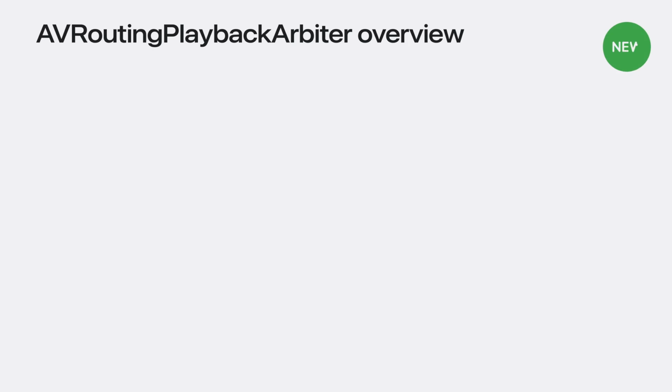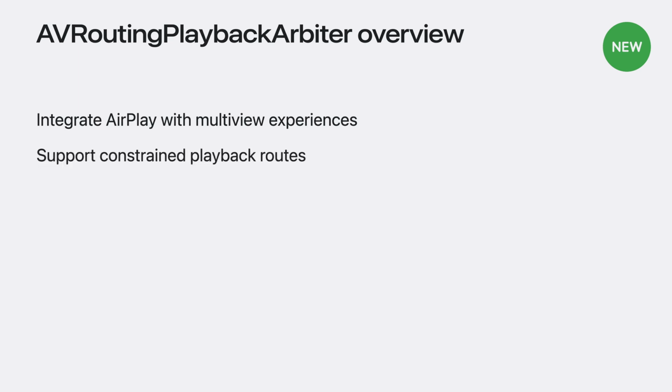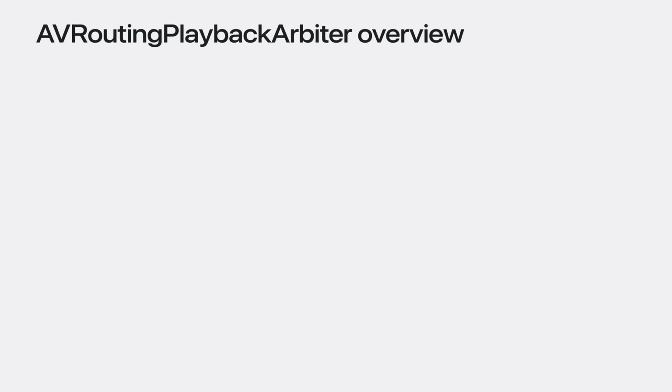However, uncoordinated multi-view streams also work seamlessly with AirPlay. The AV routing playback arbiter, which is part of the AV routing framework, enables you to easily integrate AirPlay support for multi-view experiences. The playback arbiter ensures that multi-view works smoothly with AirPlay or other external playback experiences that only support a single video or audio stream. It manages the complexities of switching to the correct audio or video stream.